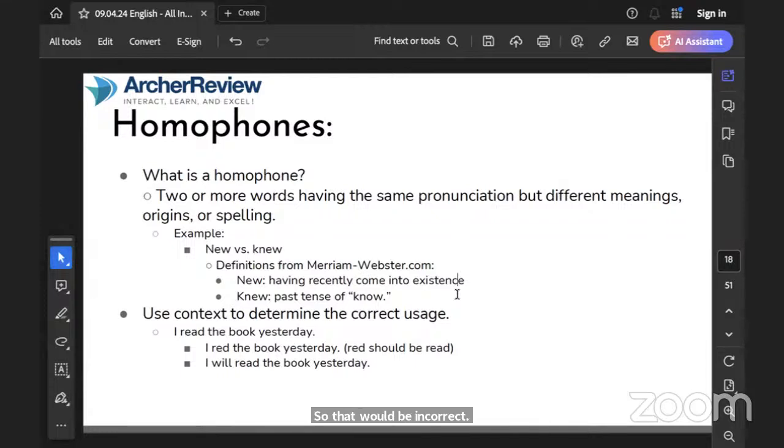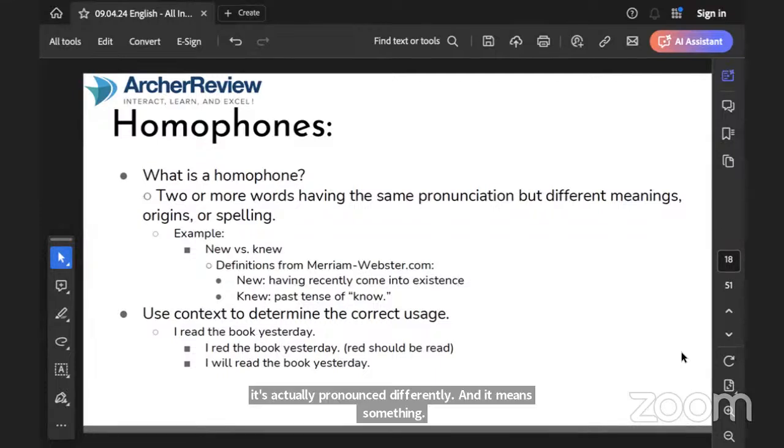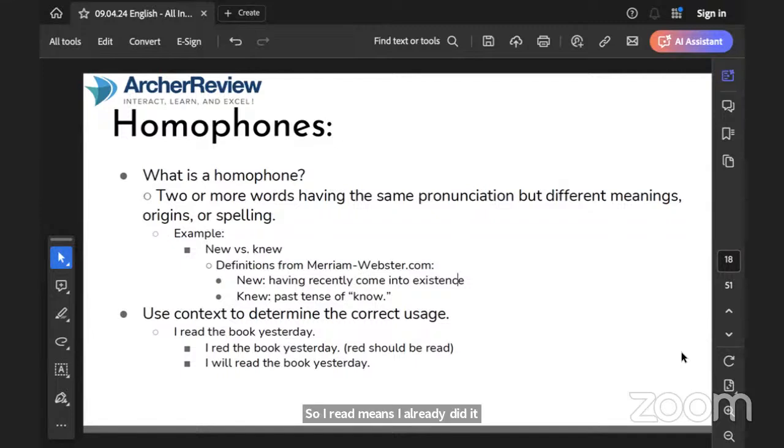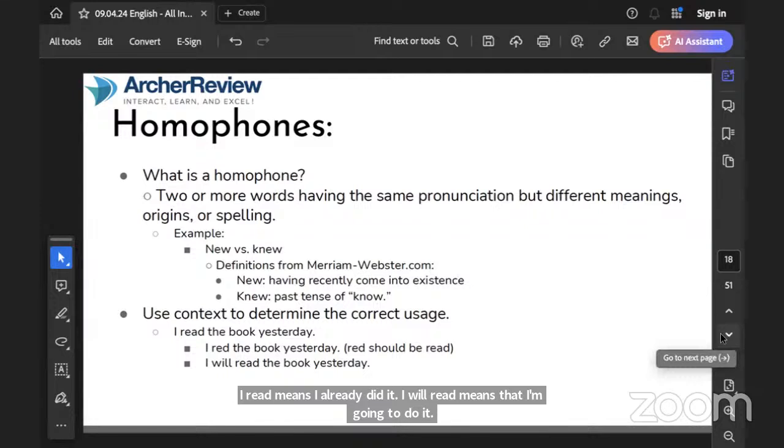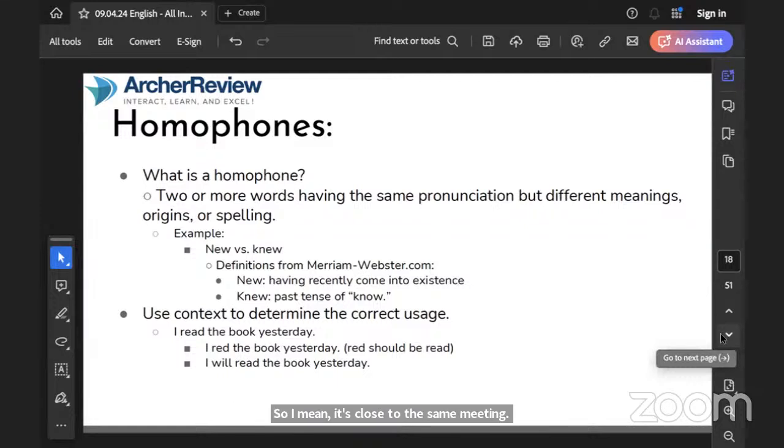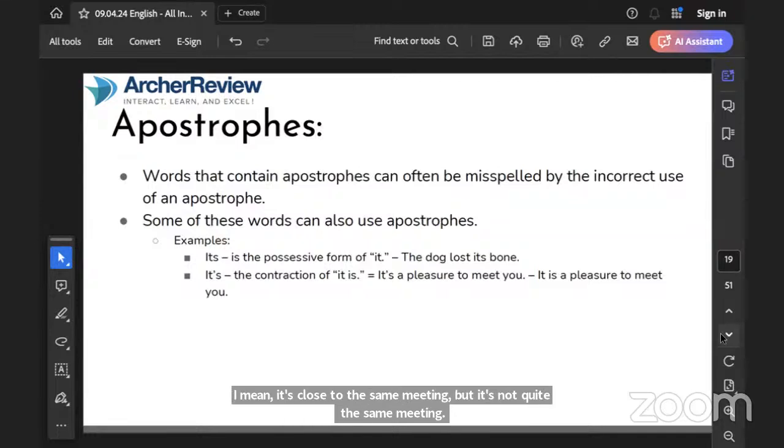But another example would be the sentence, I will read the book yesterday. You wouldn't say that. So this is an exception. This is an instance where it's spelled the same, but it's actually pronounced differently and it means something different. So I read means I already did it. I will read means that I'm going to do it. It's close to the same meaning, but it's still not quite the same meaning. So be careful of homophones.